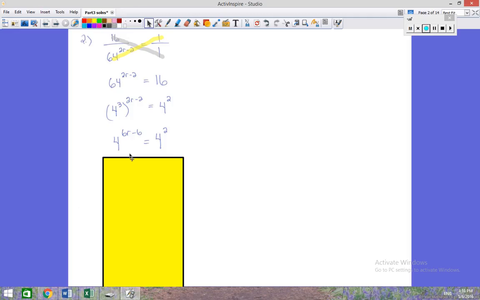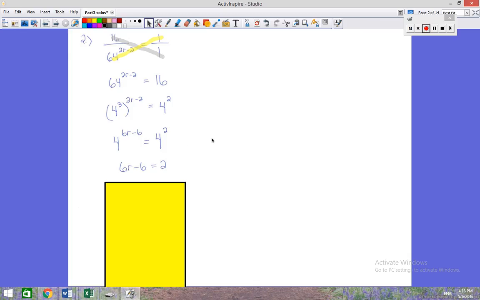Well, now we have the fact that the numbers are the same because we have this equal statement, and we can see the bases are the same. So since it's a one-to-one function, the exponents must be the same. This is just a two-step equation. Add 6 to both sides, divide both sides by 6, and you're going to have your answer.